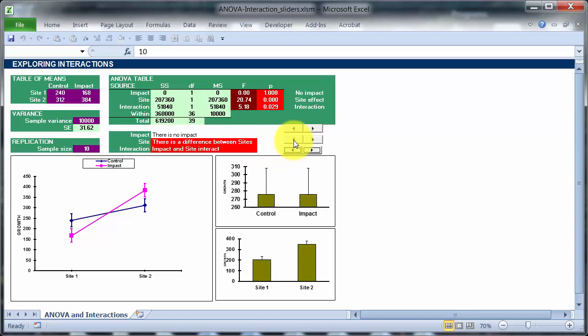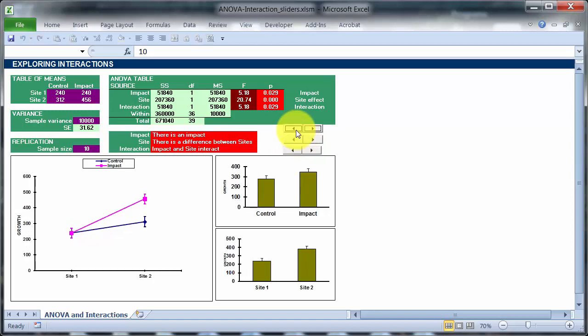Now, lastly, we can have a case where there are effects of impact, site, and an interactive effect. So again, the summary graphs over here may be misleading, and we've got to go to the interaction plot, which will tell us there's an effect of control versus impact, but only at site 2, not at site 1.